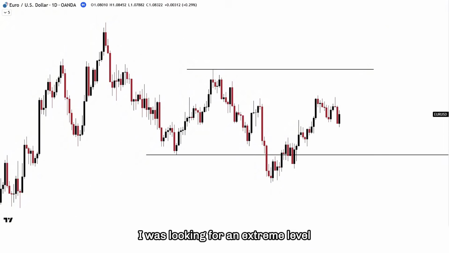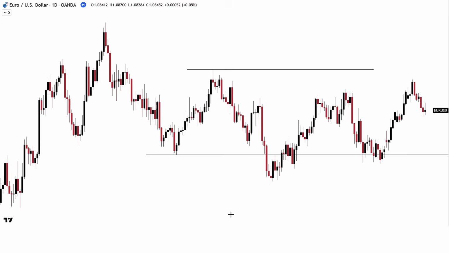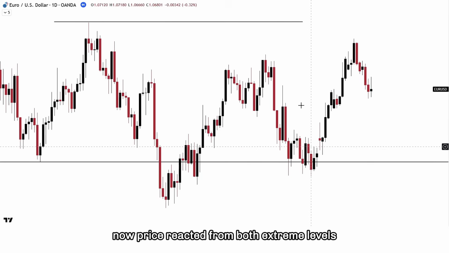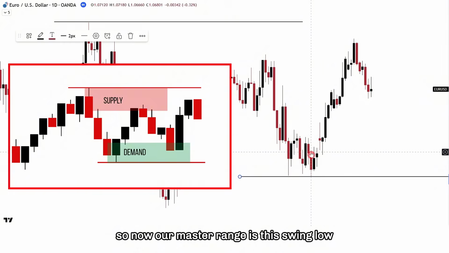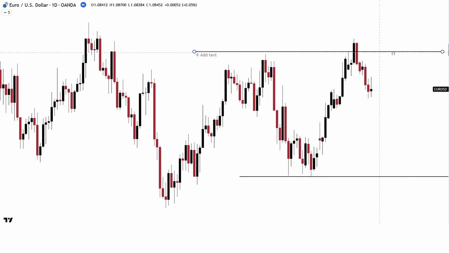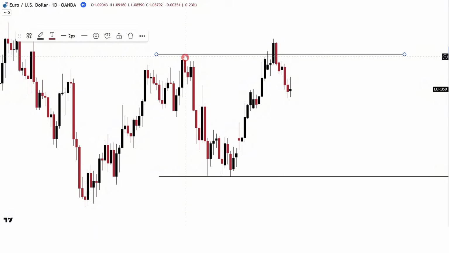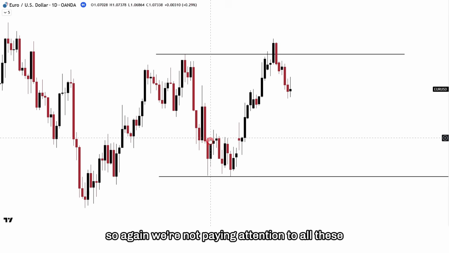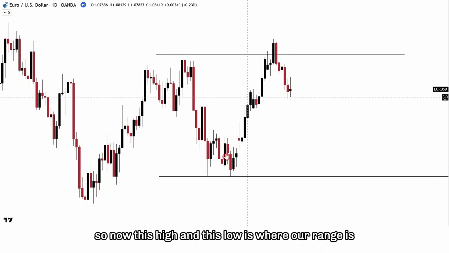Price looking for an extreme level. Reacts from an extreme level. And we will cover this in a second. Now price reacted from both extreme levels and broke structure on this side. So now our master range is this swing low and this swing high that was broken. So again, we're not paying attention to all of these micro swings inside of our range. So now this high and this low is where our range is.